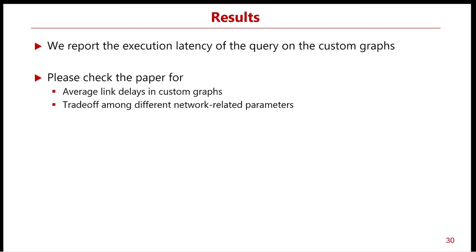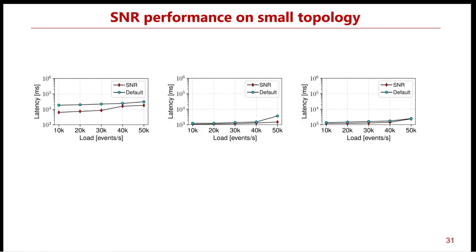Here we report the execution latency, and to be more precise, the 99th percentile execution latency of the query on the custom graphs, and you can check the paper for more results such as average link delays in custom graphs and trade-off among different network-related parameters. We first show the performance of SNR on small graphs, and we find that in the case of Spark, our system improves 1.5 to 2.9 times compared to the default approach.